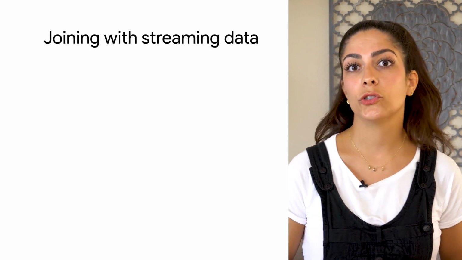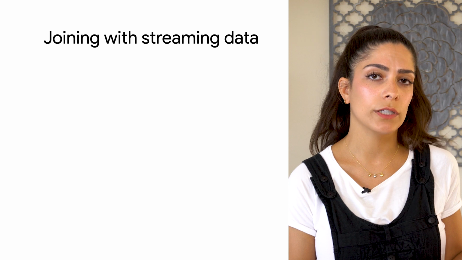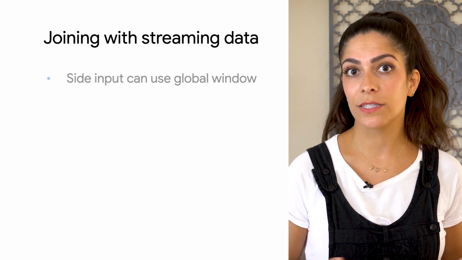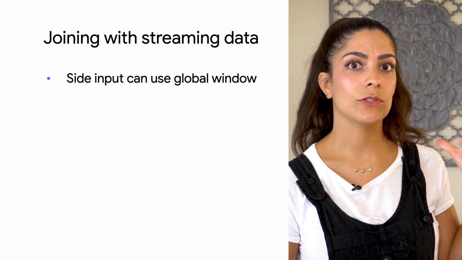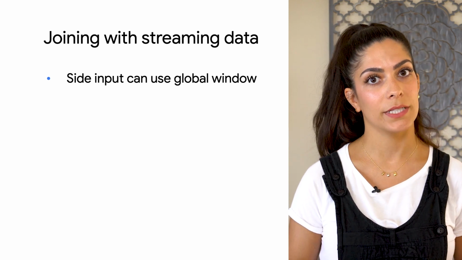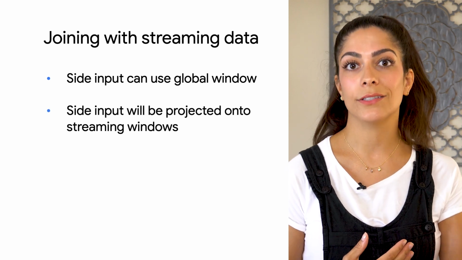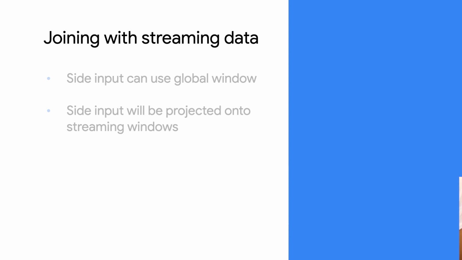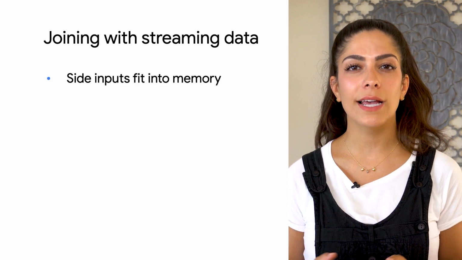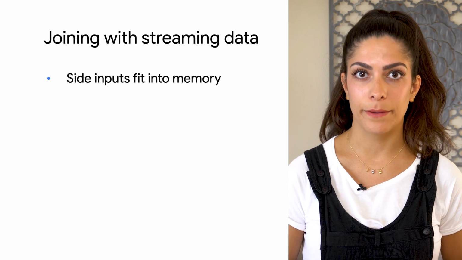If you're working with streaming data like our previous physical store example, and you need to join with a small set of data like the store locations, you can still use the side inputs. You can use a global window for your side input and join it with your windowed streaming data. The side input's global window will be projected onto the streaming data windows. Even if the side input sometimes changes, like when a new store is added, there's a pattern for dealing with a slowly updating side input.